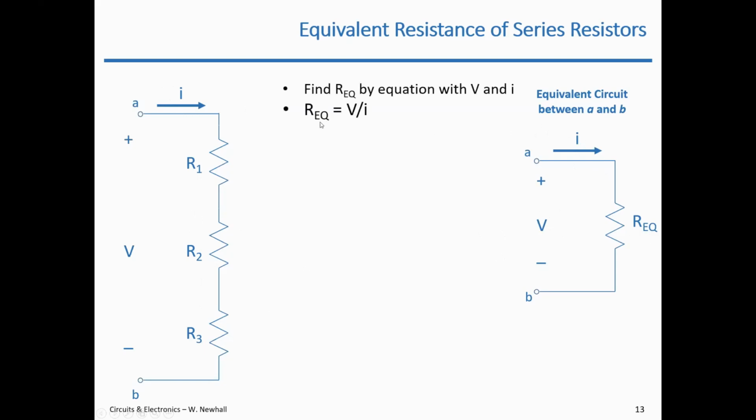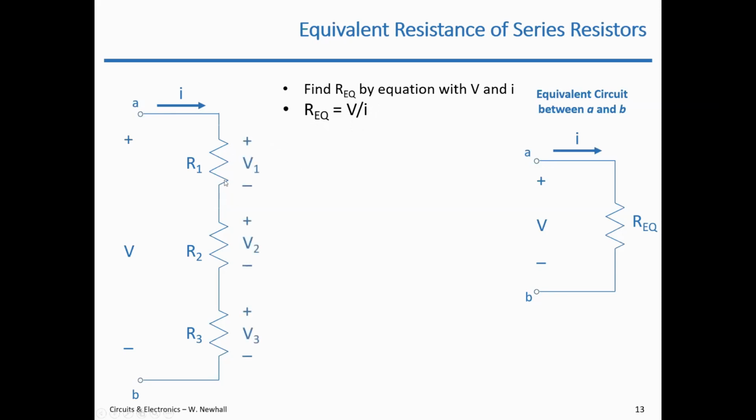So we just talked about how to do that. You use V and I, and Req is equal to voltage divided by current. So let's find some expression that has V in it and I in it, and then we can rearrange that expression to be V over I, and then get our answer. That will be Req. So that's our goal: to have V over I on the left, and on the right will be the equivalent resistance.